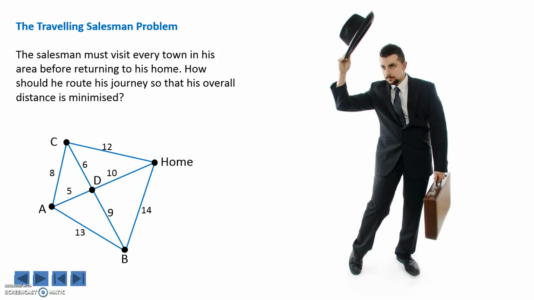If you're a travelling salesperson, someone who sells things from town to town, maybe a pharmaceutical rep selling a drug to different doctors and they're going to different towns, how should he or she route his journey so that his overall distance is minimised? So we'll look at distances between two places, and by adding them up we can work out which is the quickest way from home back again.